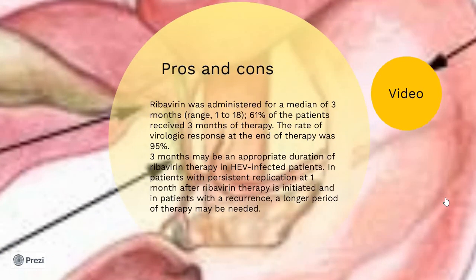The pros and cons. The Ribavirin was administered for a median of 3 months, ranging from 1 to 18. 61% of the patients received 3 months of therapy. The rate of virologic response at the end of the therapy was 95%. 3 months may be an appropriate duration of Ribavirin therapy in HEV-infected patients.